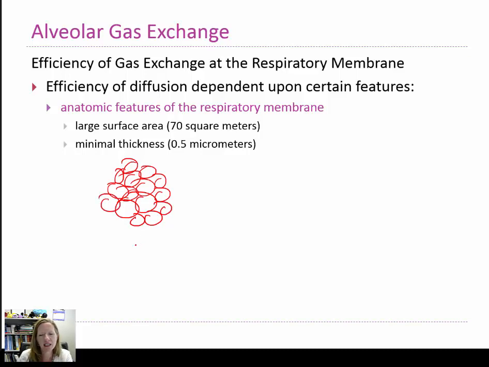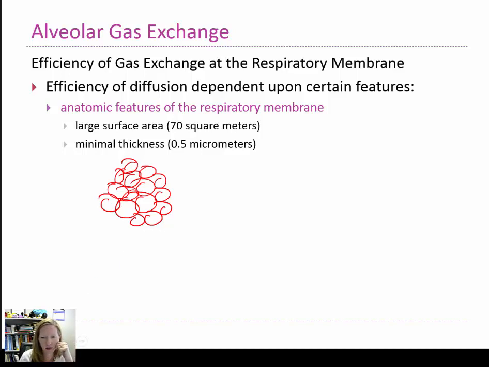70 square meters, that is a little less than half of a tennis court. That's a lot, isn't it? Inside of your lungs, that's a lot. So we want to have plenty of surface area. More surface area means more gas exchange, just more places where we can exchange gas and get that oxygen in and carbon dioxide out.